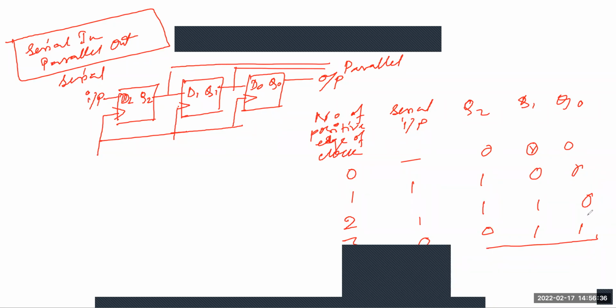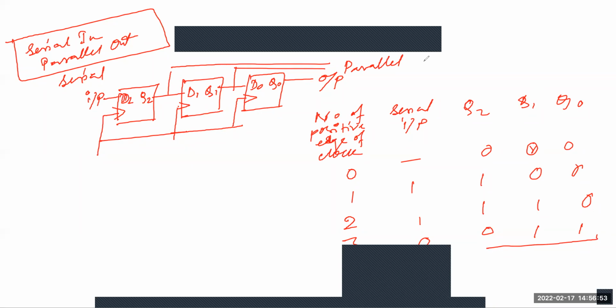Okay, so this is the concept about the SIPO or serial in, parallel out shift register, and the last one, that is the parallel in, serial out or PISO shift register. So this is the last one.